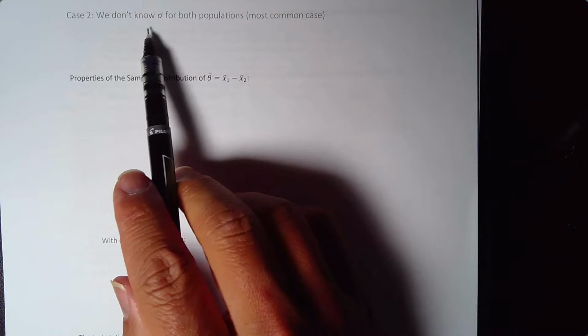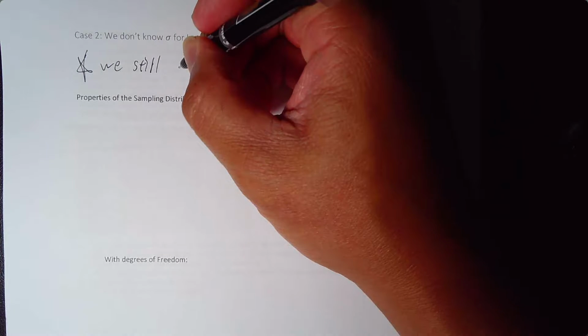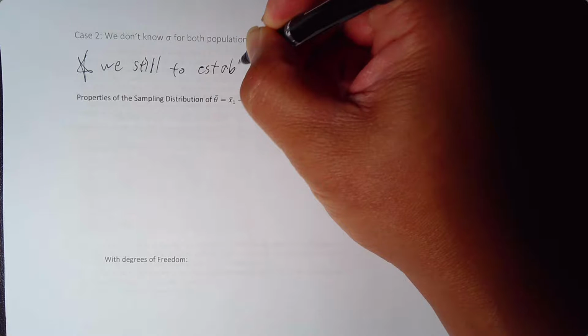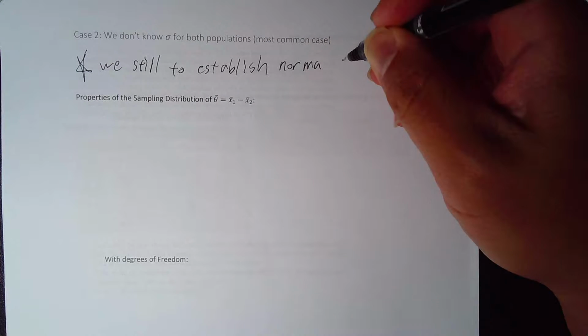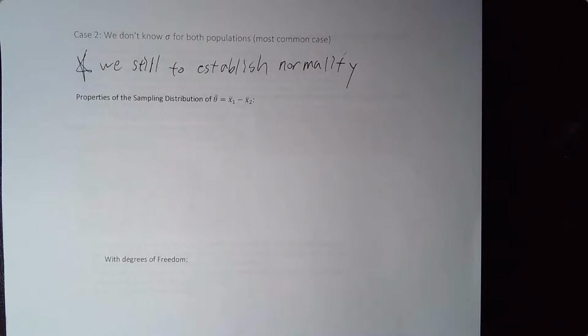So case 2, right? We don't know sigma for both of the populations, which is the most common case. In reality, sigma is a population parameter, so we can never know that for sure. Now, key important, and this is a common confusion, I should say: we still need to establish normality. We still need to be able to say that our estimator follows a normal distribution. So the same rule follows.